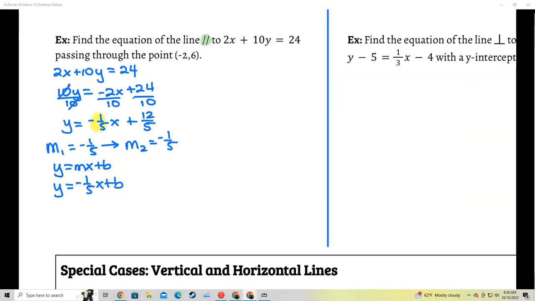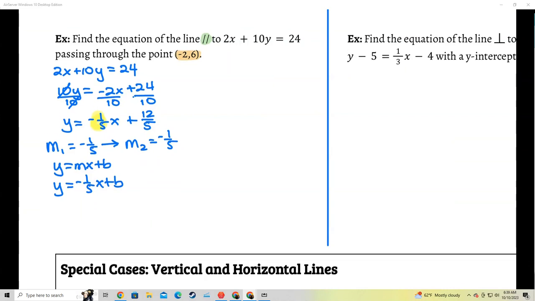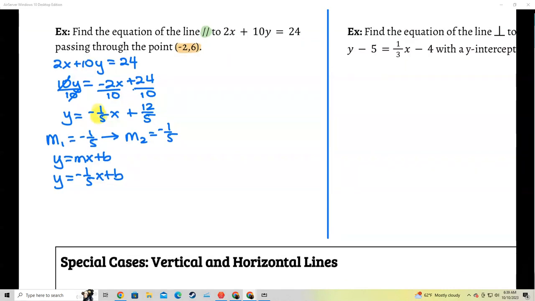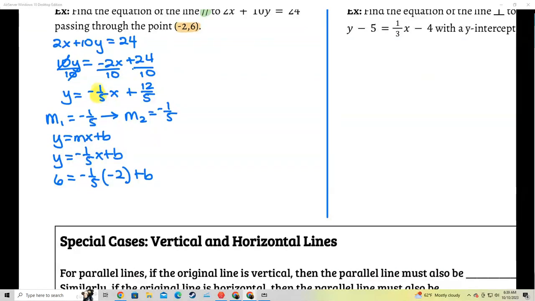Now I need this to pass through the point negative 2 comma 6. So let's go ahead and substitute this value in. I got 6 equals negative 1/5 times my x, which in this case is negative 2, plus b. Unfortunately, we are going to be dealing with fractions on this problem, and sometimes that's just the way it is. So we're going to put this over 1. Negative times a negative is going to give me a positive. 1 times 2 is 2 over 5 plus b.